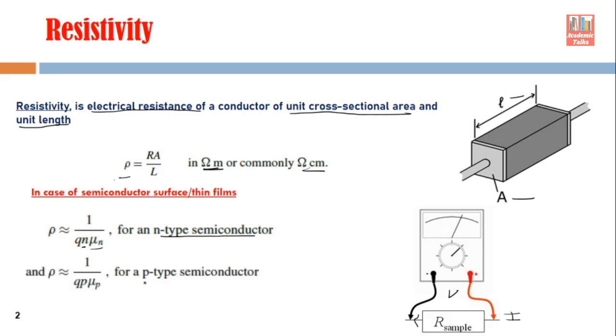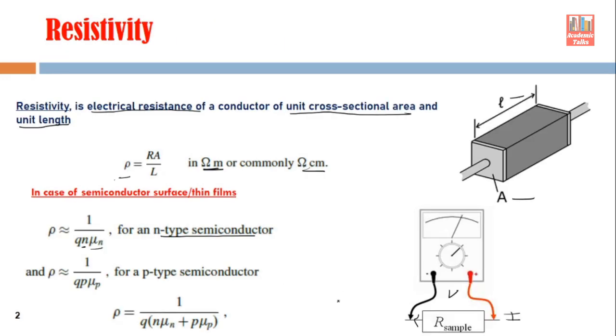If it is a p-type semiconductor, then n is replaced by p, and the value of mobility considered is for p-type carriers. And if a semiconductor has both types of carriers, that is n-type as well as p-type, then the equation of resistivity is given by this. So both these terms are combined here, right?